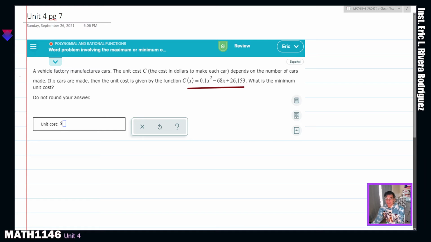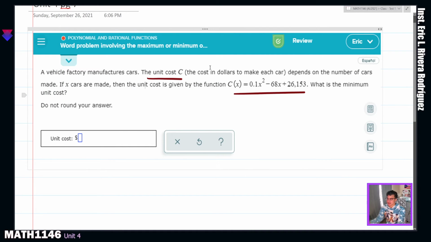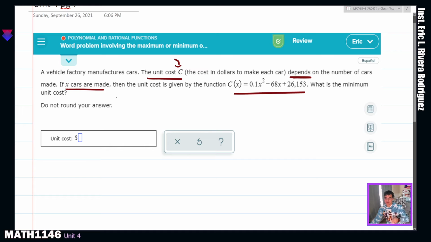You know what? I'm going to explain this one because there are a few steps that you need to do here. All right. A vehicle factory manufactures cars, right? And the unit cost, the cost in dollars to make each car, depends. That word is important because now we are creating a relation between one variable, which is C, and a second variable, the number of cars that are made. The number of cars that are made is represented as x. So C, the cost of making a car, depends on how many cars are made.